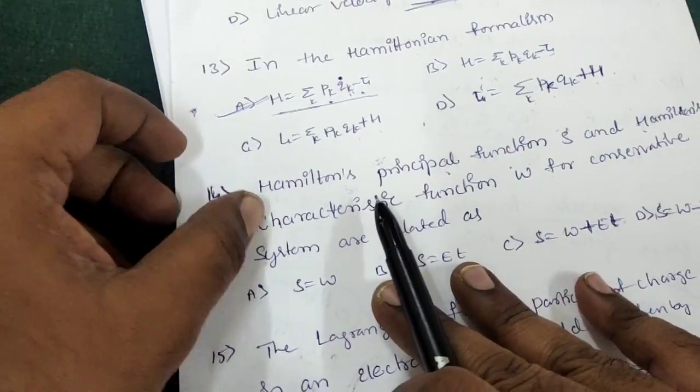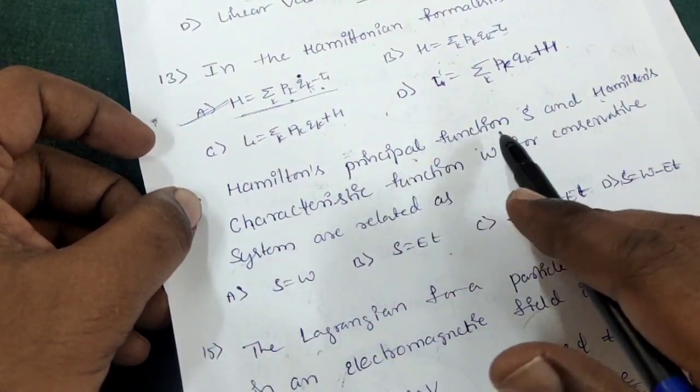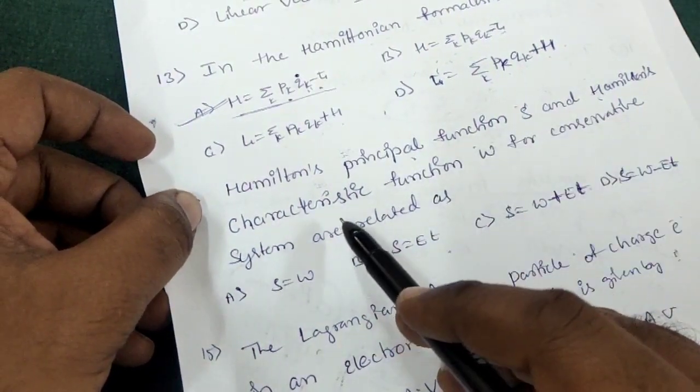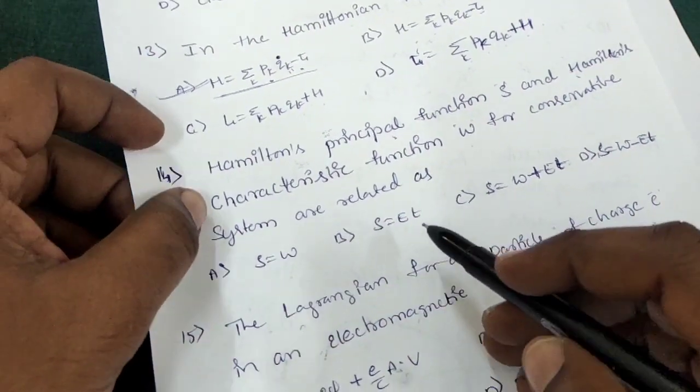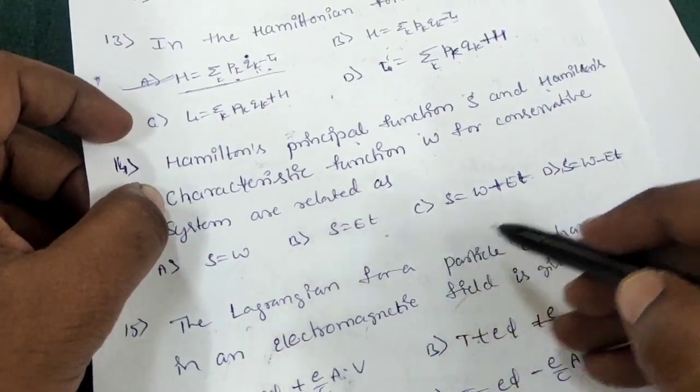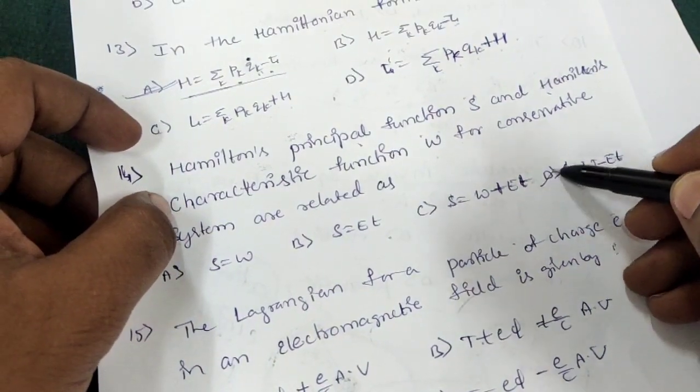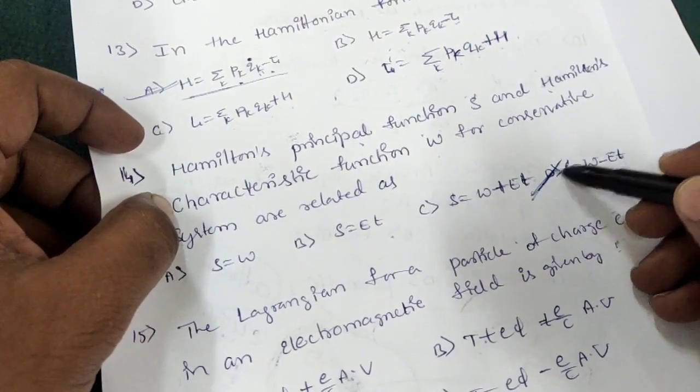Next, Hamilton's principal function S and Hamilton's characteristic function W for a conservative system are related as: S is equal to W minus ET. Option D is correct.